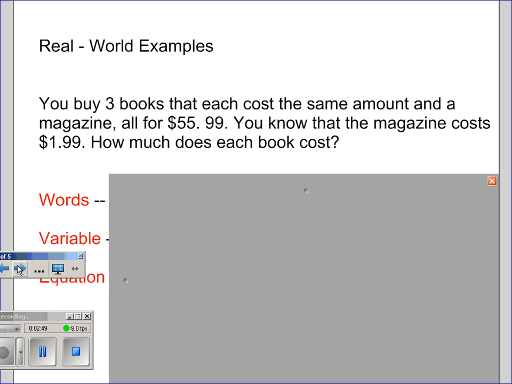Okay, let's look at a real world example. You buy 3 books that each cost the same amount and a magazine, all for $55.99. You know that the magazine costs $1.99. How much does each book cost? Okay, let's take a look at that real world example and look at the keywords. Write down the keywords and pause the video and then come back to the video, see if your words match our keywords.